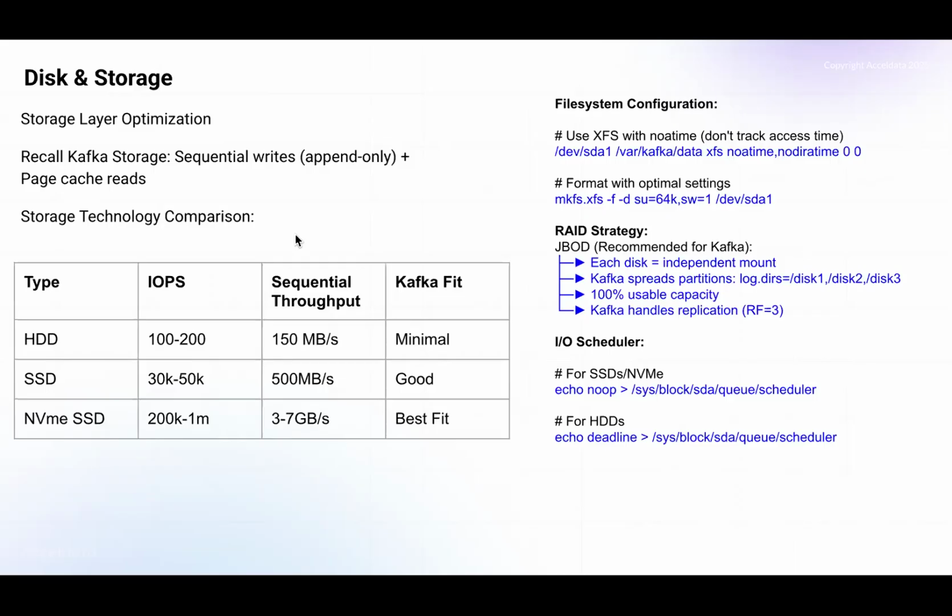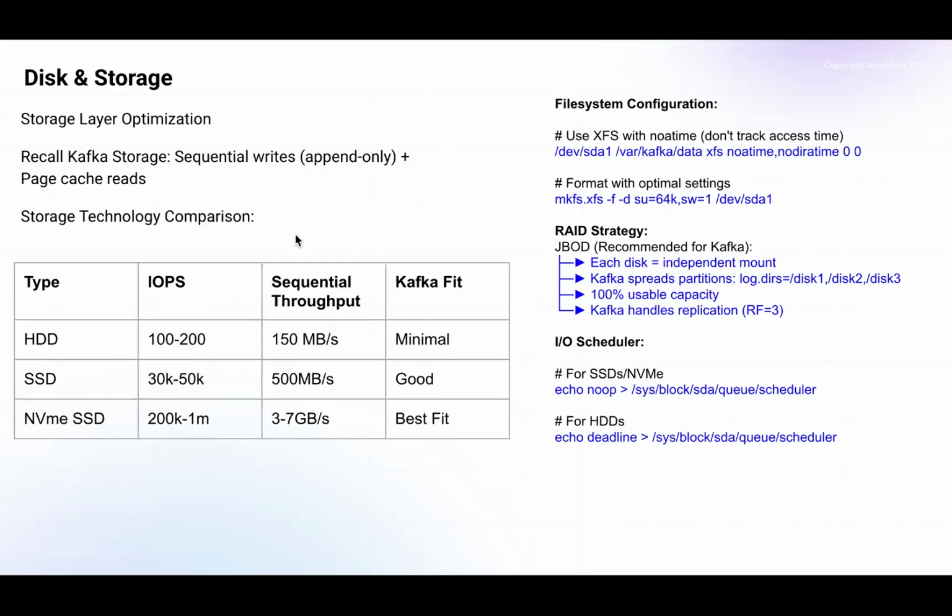Speaking of RAID, my recommendation for Kafka is JBOD, just a bunch of disks. Don't use RAID 5 or RAID 6. Here's why. Kafka already replicates data across brokers with RF3, so you don't need disk-level redundancy. JBOD gives you 100% usable capacity. Set log.dirs to multiple mount points like disk1, disk2, disk3 and Kafka spreads partitions across them. If a disk fails, Kafka just fails over to the replica on another broker.